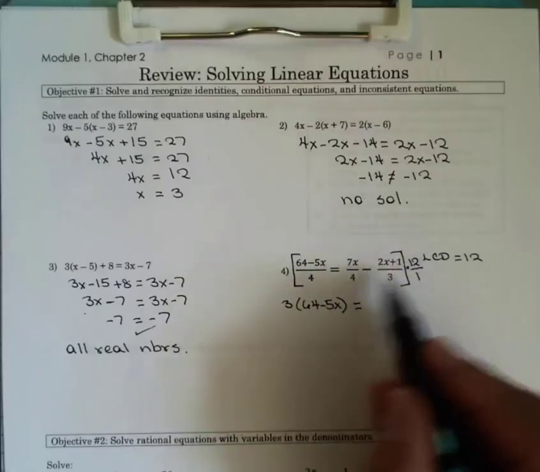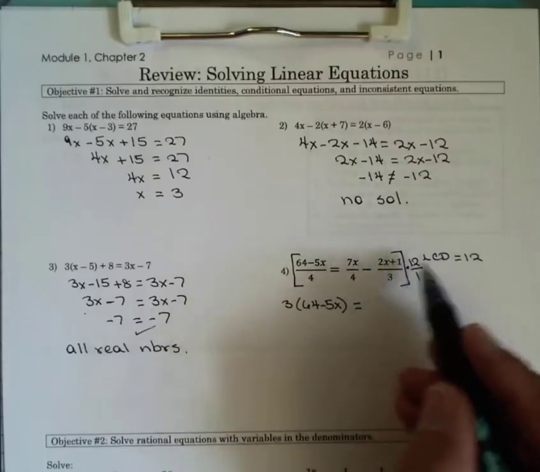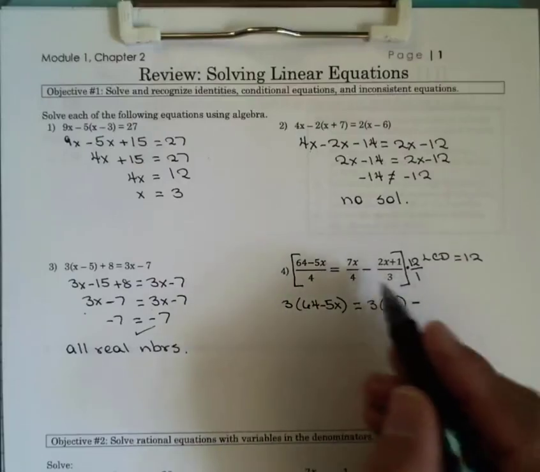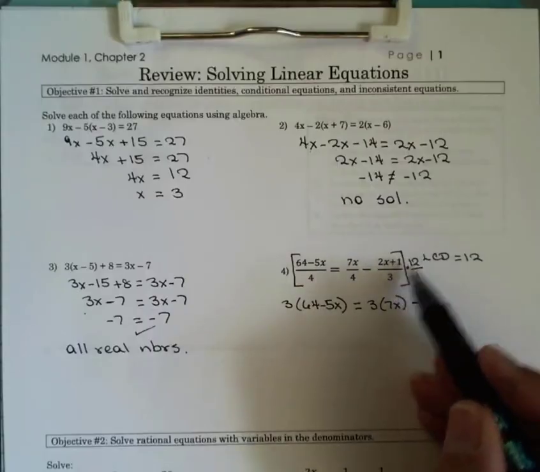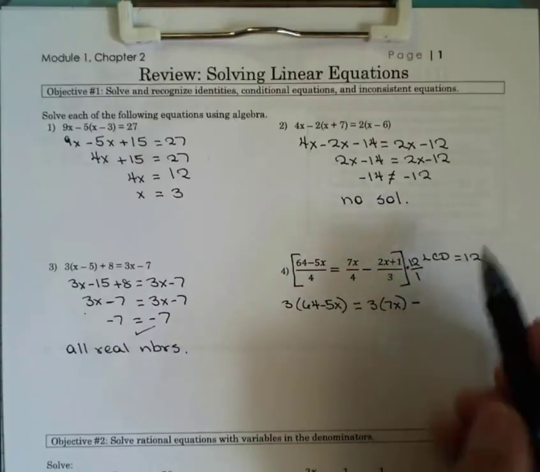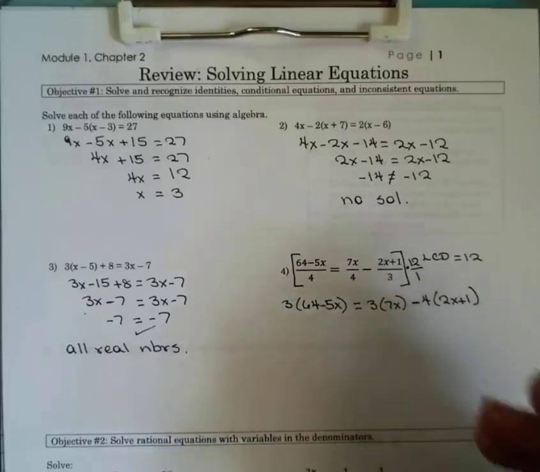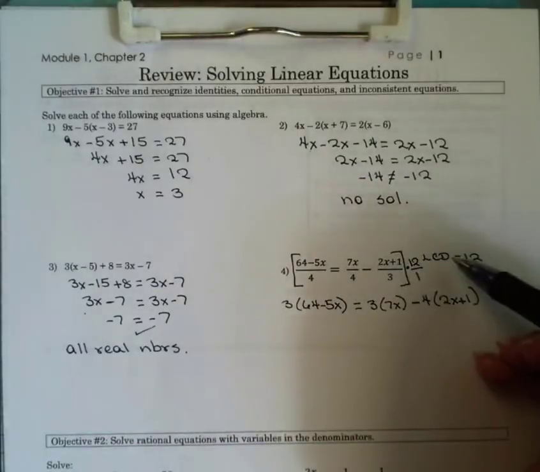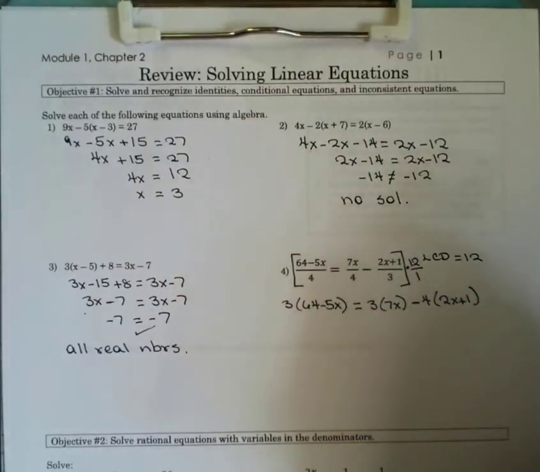Now I'm going to do the same thing with this second term, and cross-reduce, and 4 divides into 12 3 times, so I'll say 3 times 7x. And I'm going to put my operation down, and then cross-reduce here, I'm going to end up with 4 left over, so I'll say 4 times 2x plus 1. Now at that point, I've got some work to do, but I don't have any more fractions. And that is your goal. Find an LCD, multiply every term in the equation by that LCD, and you will have no more fractions. If you do have fractions, you've done something wrong.